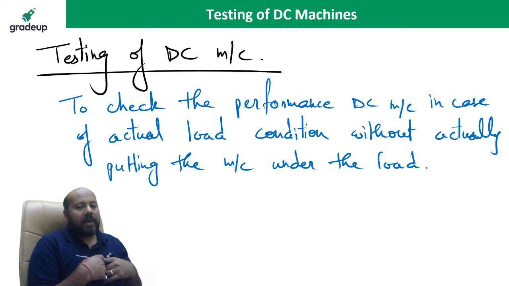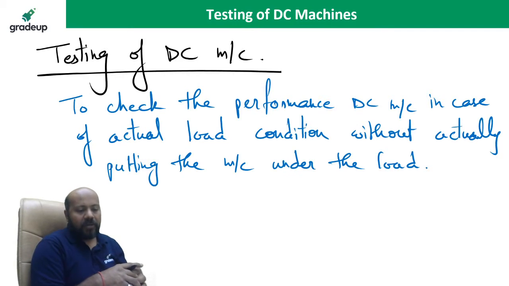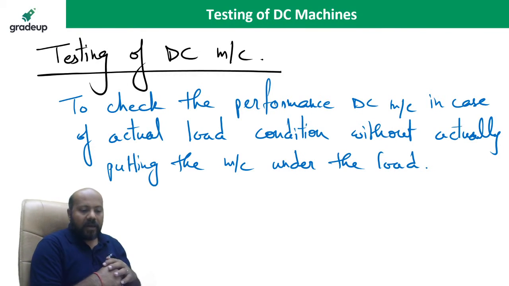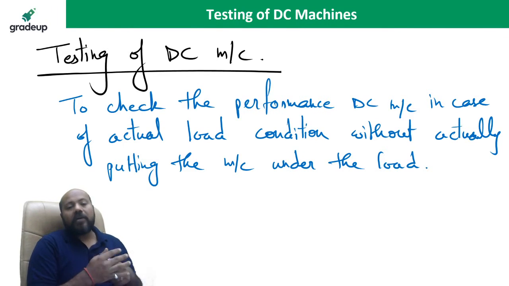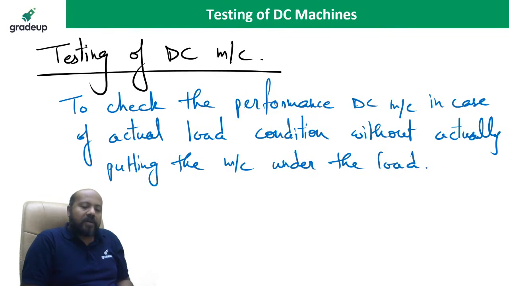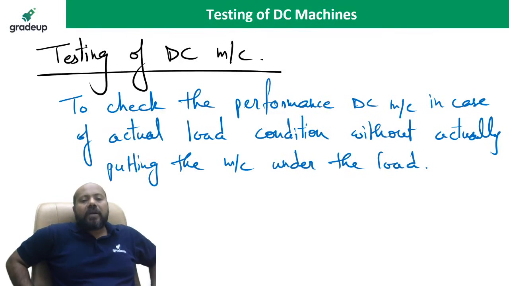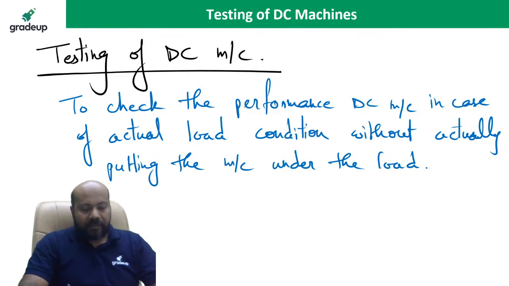Our intention is that we will not actually load the machine, because you can assume we are not going to manufacture just 4, 5, 10 or 20 machines. We are going to manufacture hundreds and hundreds and thousands of machines. So if every machine we put under the actual load condition to test its performance, then it is going to be very lossy. Losses are going to be there and it is going to be uneconomical. So you can understand logically, we should not put our machine under the actual load condition, and still we are trying to get its performance under the actual load condition.